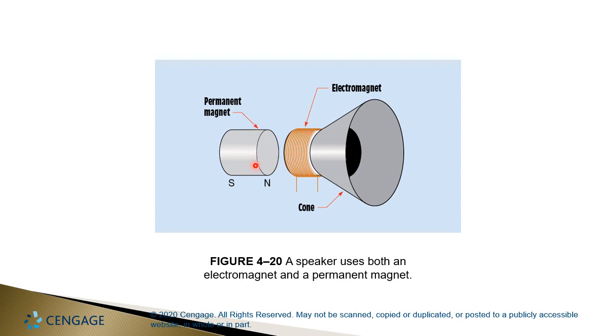So the permanent magnet is used to hold the whole system stable, and then the electromagnet is used to flex this cone, the diaphragm, the base of this cone, in and out. The faster it does it, the different frequencies of sounds we're going to get, and the higher and lower volumes we're going to get.